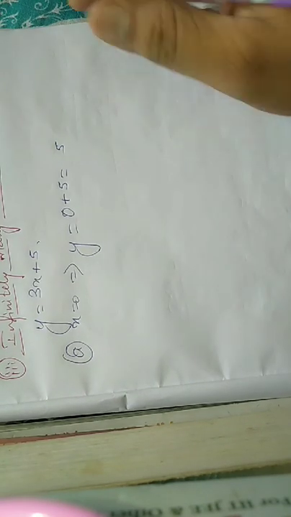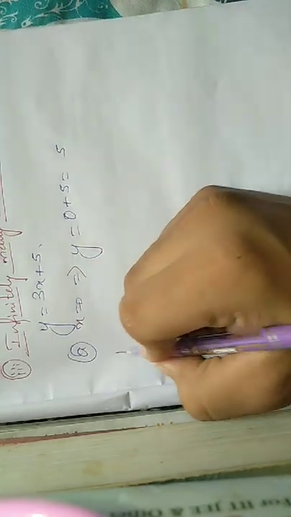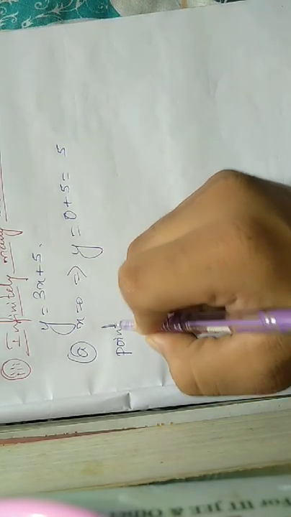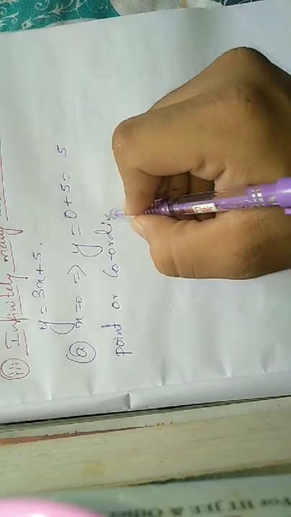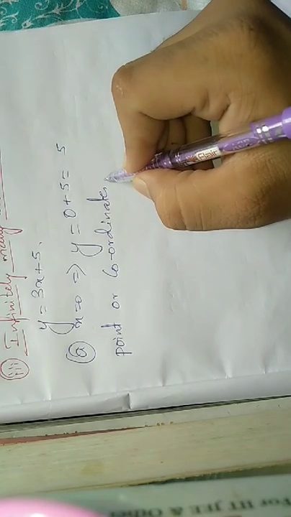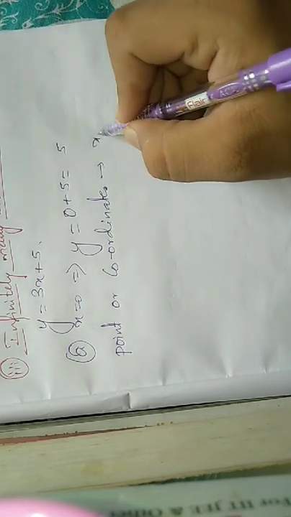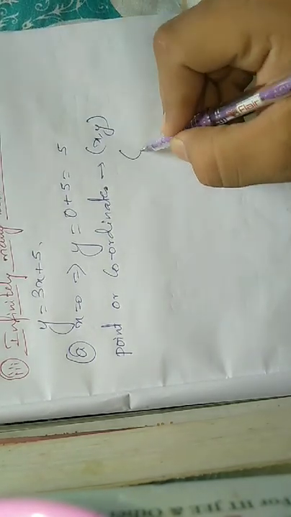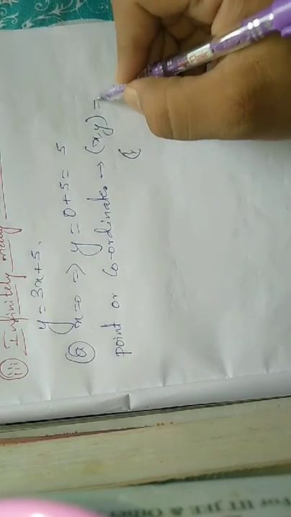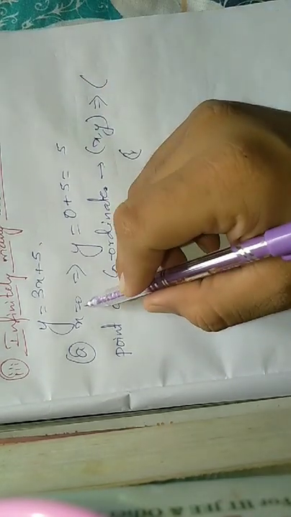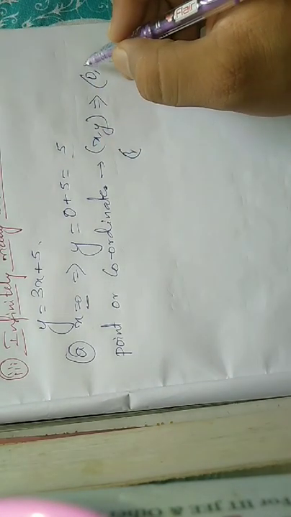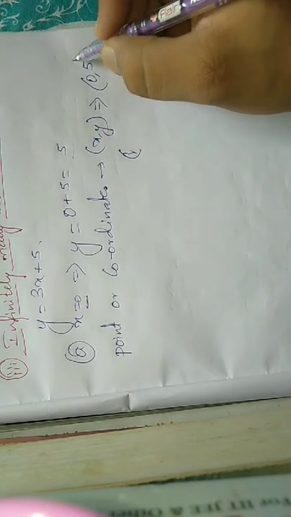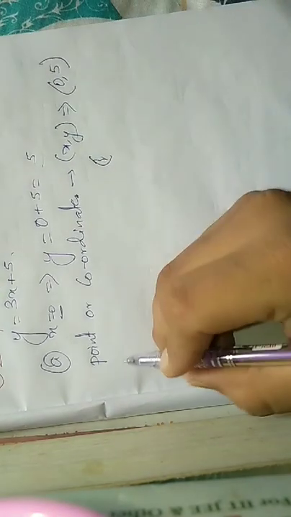So here, what is the point or coordinate? We have to write x comma y. What is the value of x that we got? We took the value of x as 0, and the y value is 5. So 0 comma 5. That is one such value.